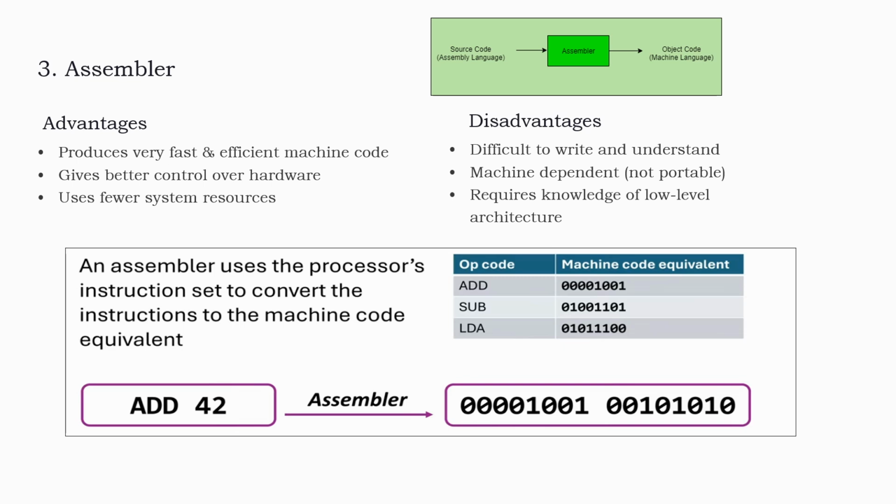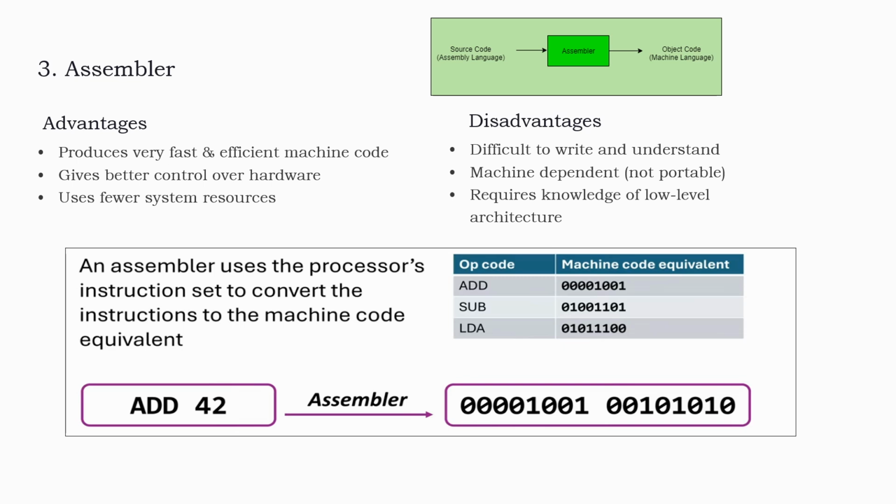So we'll see the advantages. Very fast execution: assembly level language programs produce highly optimized machine code. It has better hardware control, so programmers can directly control hardware resources like registers and memory. It uses fewer system resources. As you know, assembly programs are efficient and lightweight.